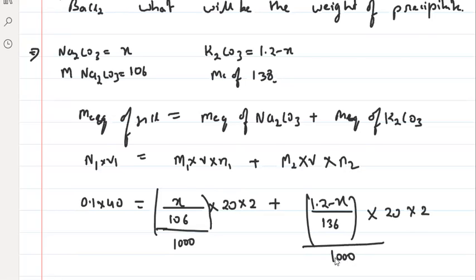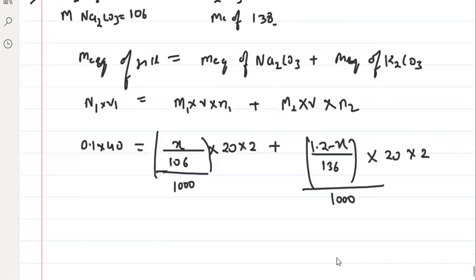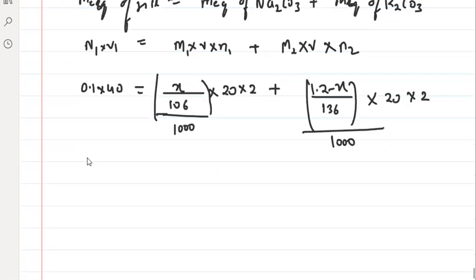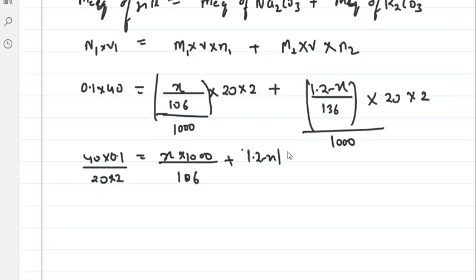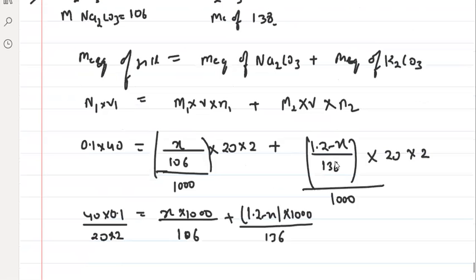Okay, guys, got it? Now, if you solve this, we will get what? 40 into 0.1 is equal to X, and this 20 we can take and do it here, 20 into 2, and this will be X into 1000 by 106 plus 1.2 minus X into 1000 by 138. Sorry, it was 138. My bad, 138. Agree? Got this?